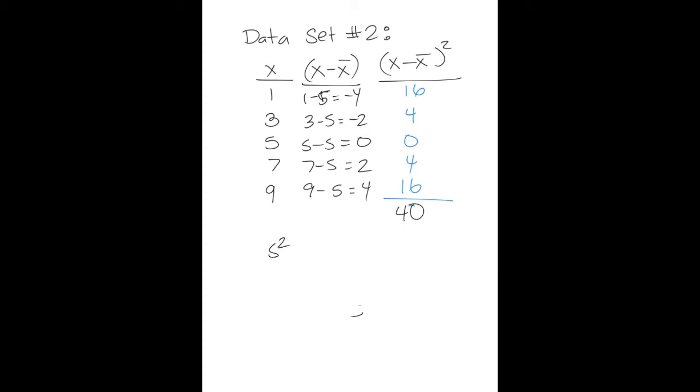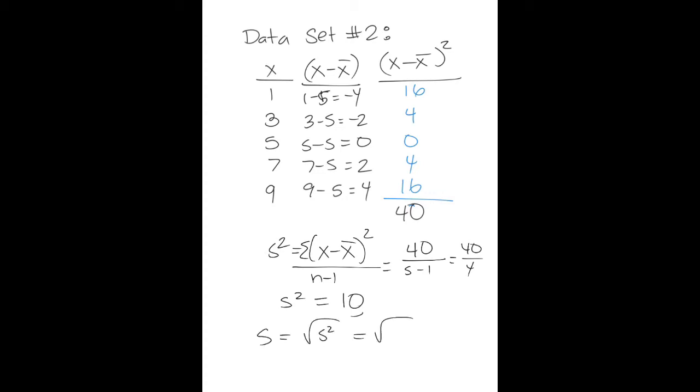So first let's find the variance, s squared, and recall that the equation is the sum of x minus x bar squared divided by n minus 1. So the sum of x minus x bar squared in this case is 40, and we're going to be dividing by 5 minus 1, which is 40 over 4. So the variance is going to be equal to 10. Now the standard deviation, s, remember, is the square root of the variance. So it's the square root of 10, which is equal to 3.16.